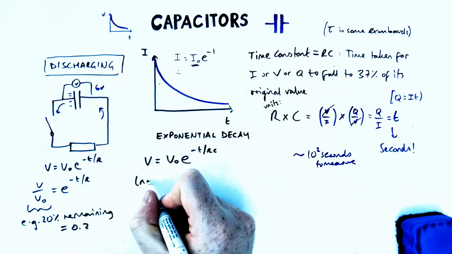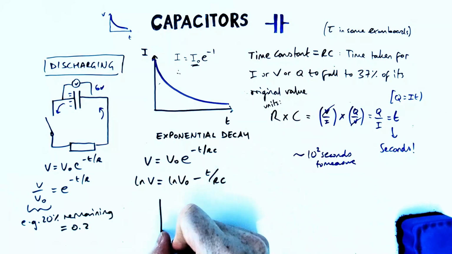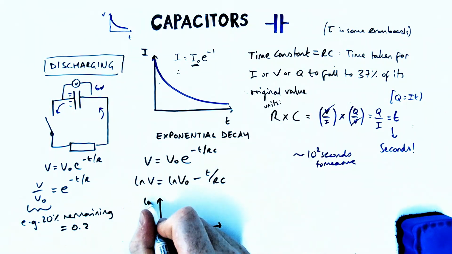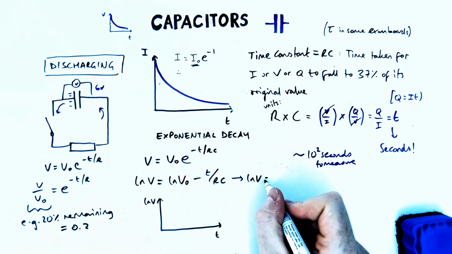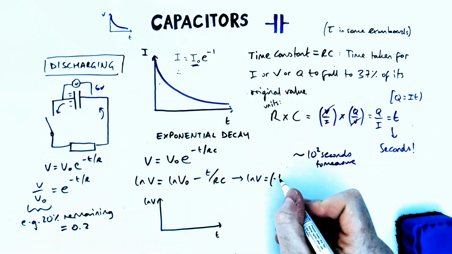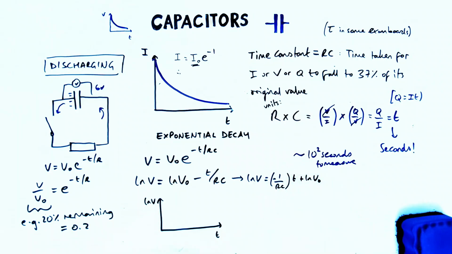To be able to plot a graph and find the time constant graphically, like in the required practical, we need to take natural logs of both sides. So I can get down the index from Euler's number and actually work it out. That gives us ln V, a natural log of V, equals ln V naught minus T over RC.